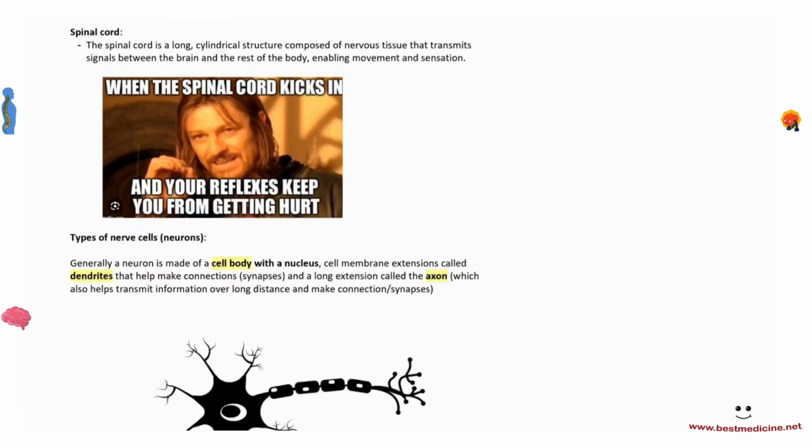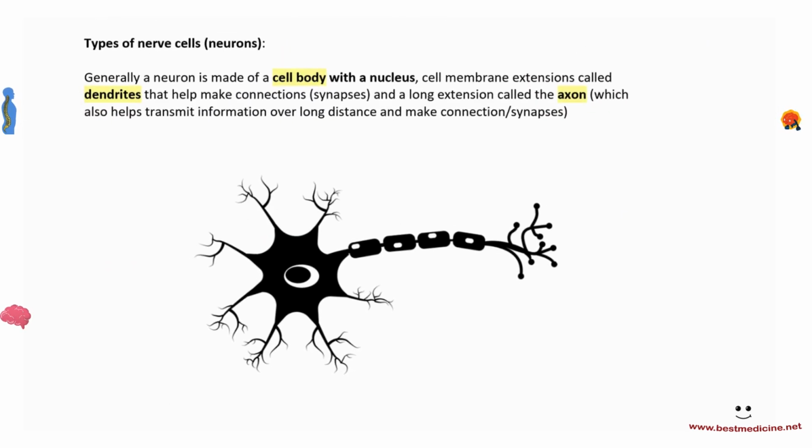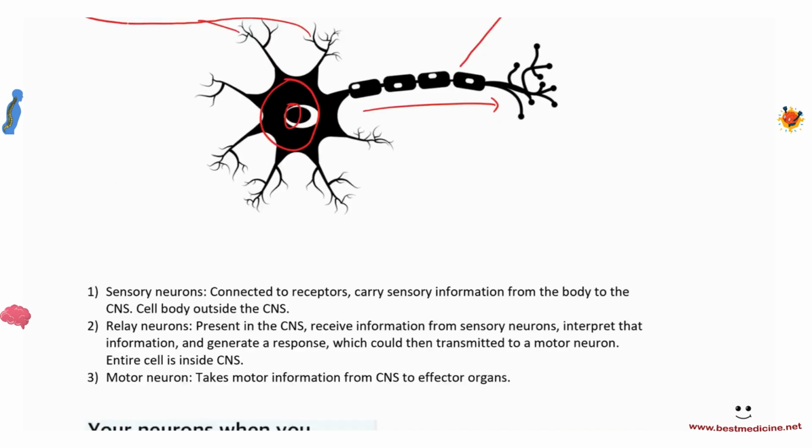Now, there are 3 different kinds of neurons, but generally what a neuron consists of, and we already mentioned this when we were doing chapter number 1, is a cell body with a nucleus. It contains these long extensions called dendrites, which help make connections, and a single long extension called the axon, which helps transmit information over long distances, okay? So that's generally the structure of a neuron. Now there are 3 different kinds of neurons.